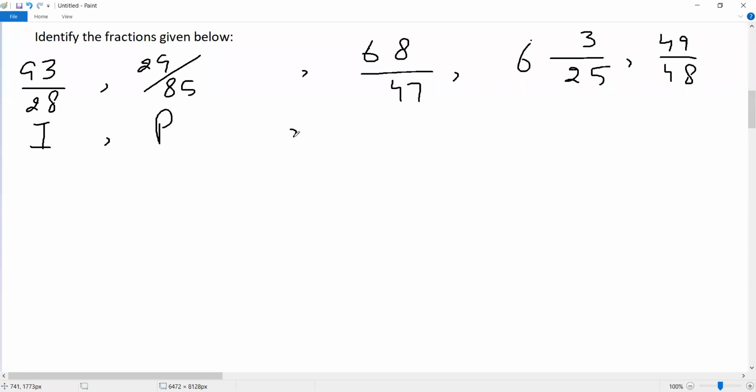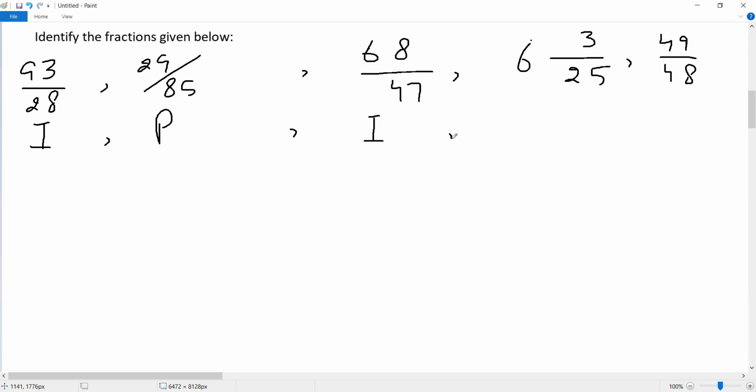Now the third one is, guys, tell me what it is. 68 over 47. Good, Hafsa. Ibrahim Ali, good. It is improper. Very good. You got it. The above number is larger than the below number. Therefore, it is improper.